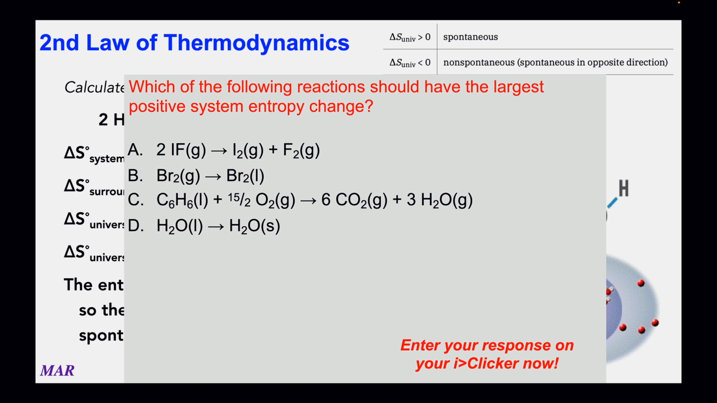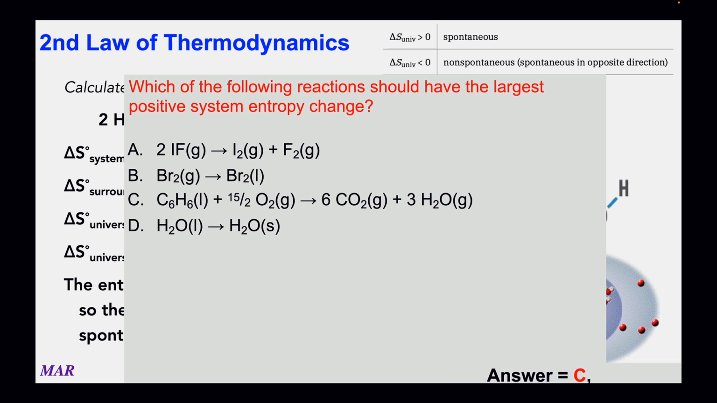But there's even more than that. You have 9 moles of gas, 6 CO2s and 3 waters, 9 moles total of gas. And on the reactant side, 15 halves, if you figure it out, is 7.5. So you have 7.5 moles of oxygen reacting with 1 mole of C6H6. So that's 8.5 moles on the reactant side and 9 moles on the product side. And anytime you can go from fewer moles to more moles, that's matter dispersal, and entropy is all over that.